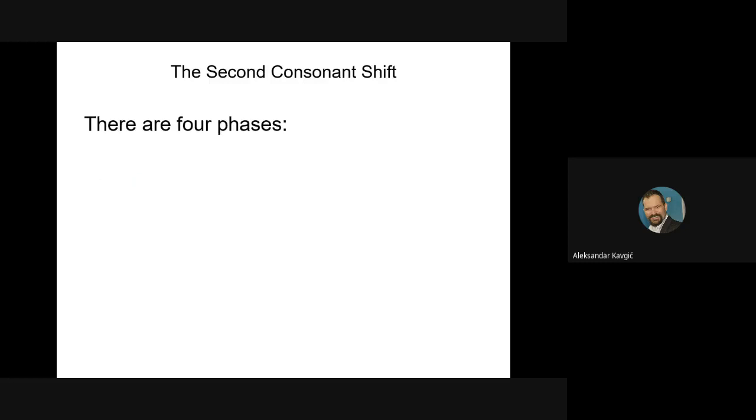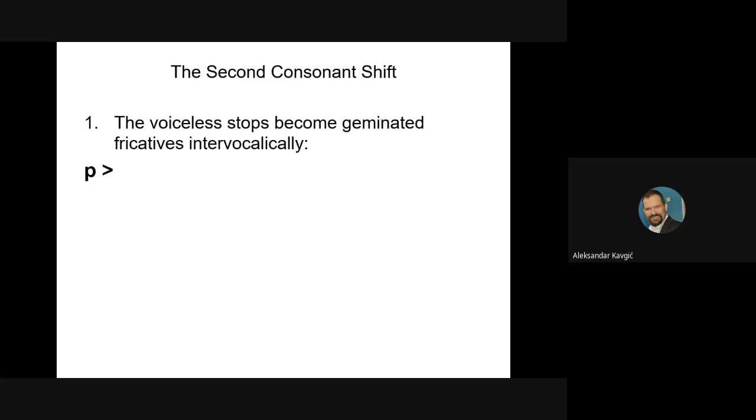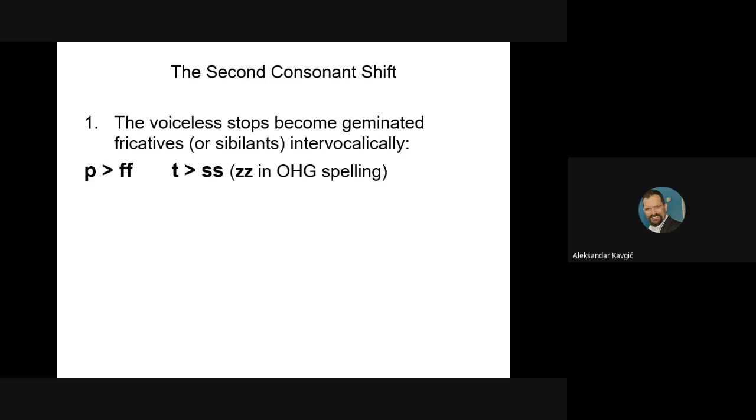And it occurred in 4 phases. You don't have to know them by heart. I will just present them. You will see in practice, it's actually self-explanatory. This is the sound change that made German words sound German. So in a way, when you see the German, you know that differences between English and German had to be related to the second consonant shift. So the voiceless stops became geminated fricatives in the intervocalic position. So P became F. I mean, I cannot pronounce it, I'm terrible at German. T became S or ZZ in Old High German spelling.